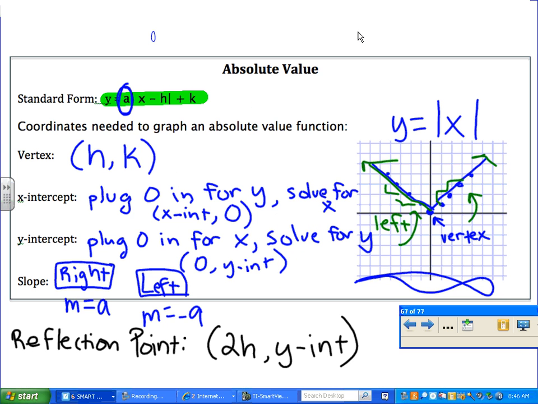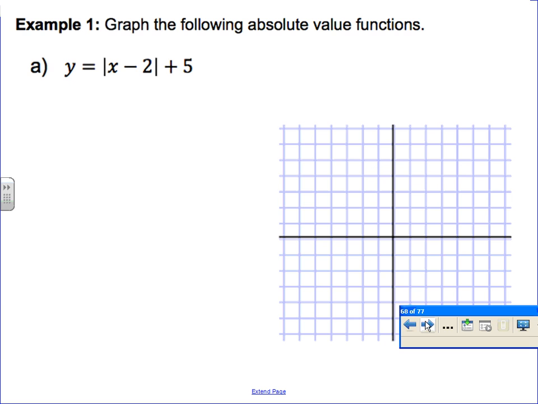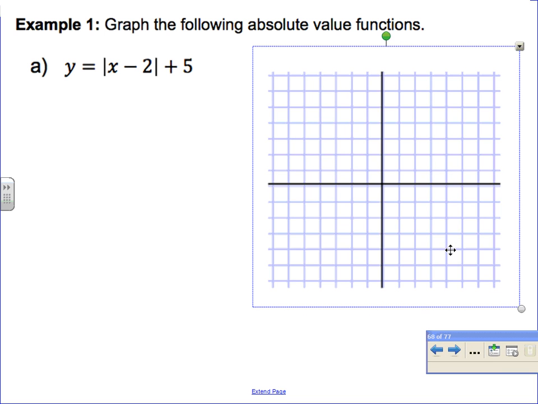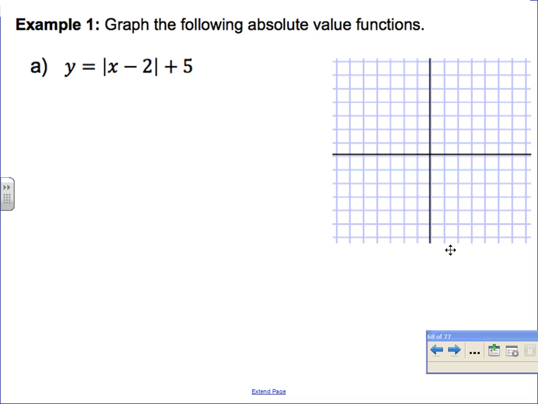Okay, let's go back to our notes, and then we'll come back to the calculator. Let's do the first example together. I'm going to make this graph a little bit smaller for now so I have room. I'm going to go in order of the points we just talked about. We're going to start with number 1. We'll find the vertex first.